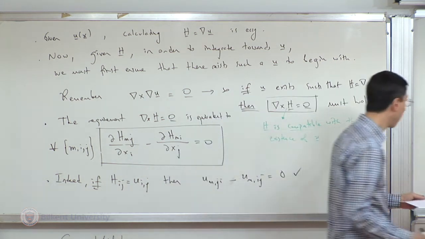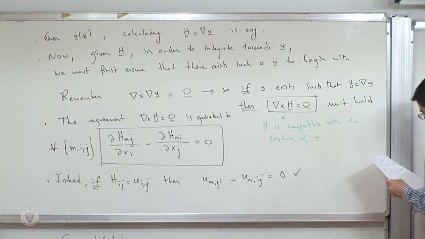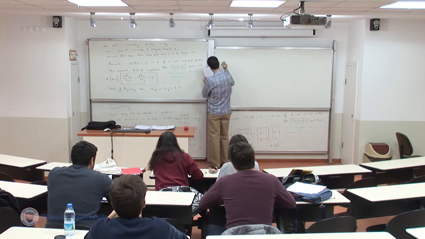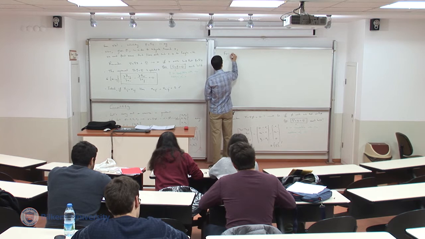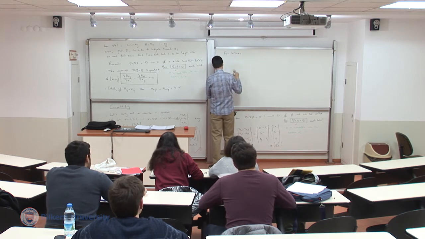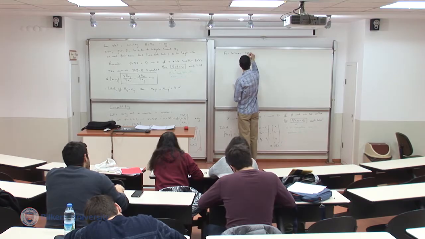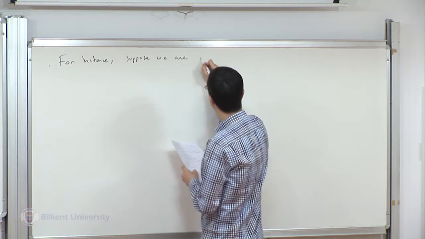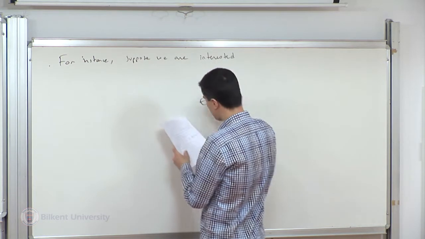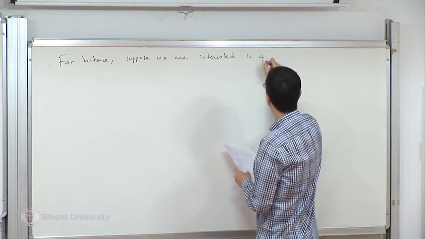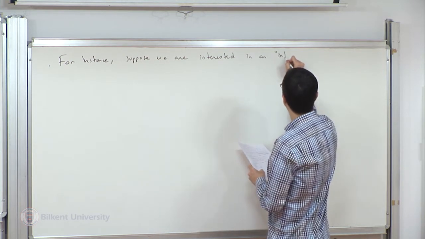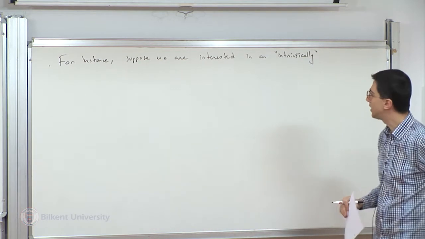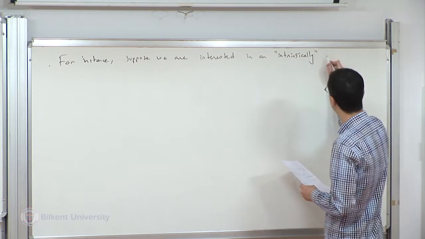Now, let me give you an example. And it's a 2D example, just to simplify our calculations a little bit at this point. So suppose we are interested in... we're going to look at a lot of 2D cases. So I'm going to call it at this point an intrinsically 2D case.